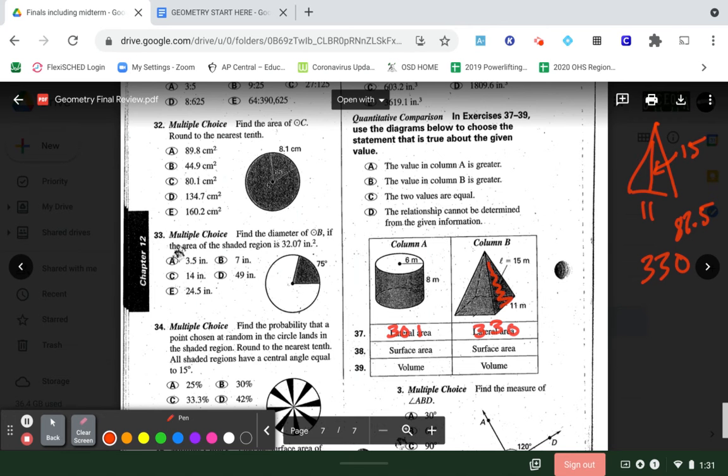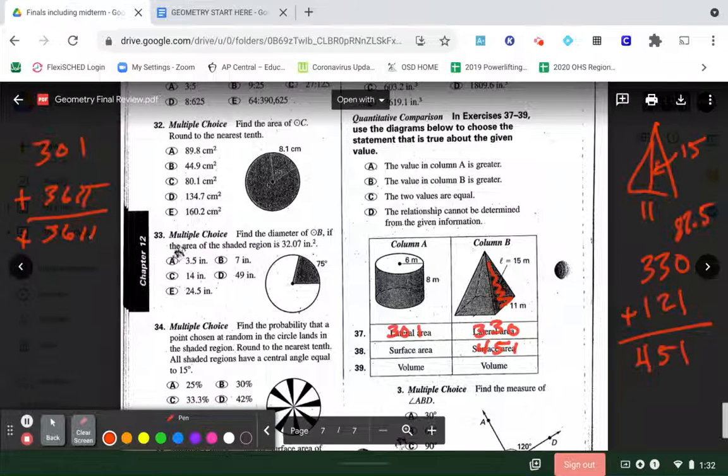So for this one, I just have to take my lateral area and add the base, so plus 121. So my total surface area is 451. And then the surface area on the left-hand side, I have to take my 301 plus 36 pi for the top plus 36 pi for the bottom. So 36 pi times 2 plus 301. So that's 527.